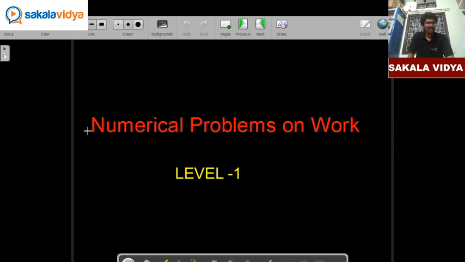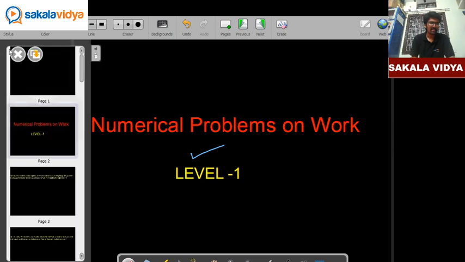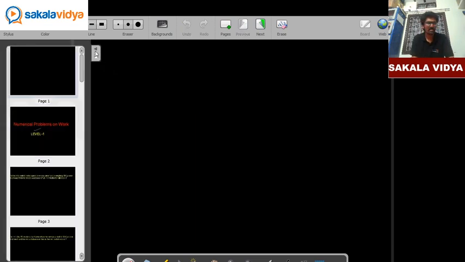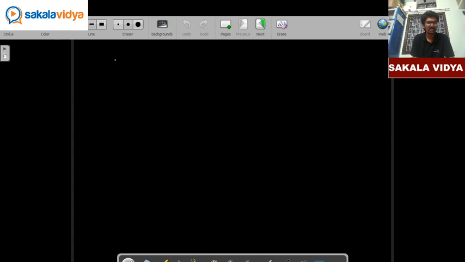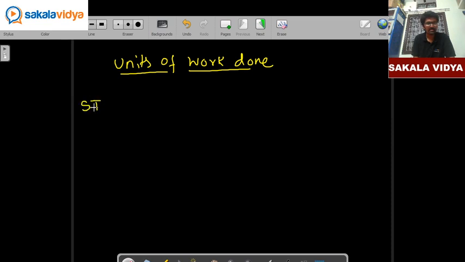In today's session, let us have a discussion on numerical problems on work of level 1. Before solving these level 1 problems, let us have a brief discussion on units of work done. Work done units are broadly classified into two types. One is SI unit, the second one is CGS units.